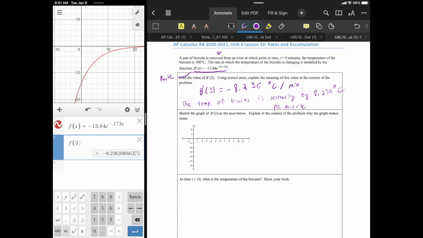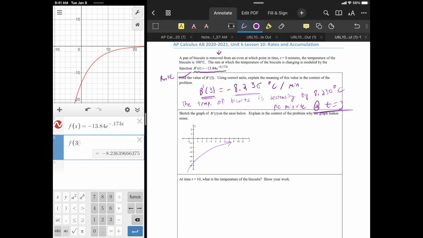This is a huge trap here at t equals 3. You have to put that at t equals 3 or you haven't interpreted both parts of this question. Okay, so you get a couple points there literally for just plugging that one into your calculator. All right, sketch a graph of b prime of t. Okay, so here we go, b prime of t. It looks something like this. For this one, you would just say something like, the temperature is decreasing at a decreasing rate because you're getting closer to room temperature. But the one I want to focus on is at time t equals 10, what is the temperature of the biscuits? This is the last one we're going to go over here today.